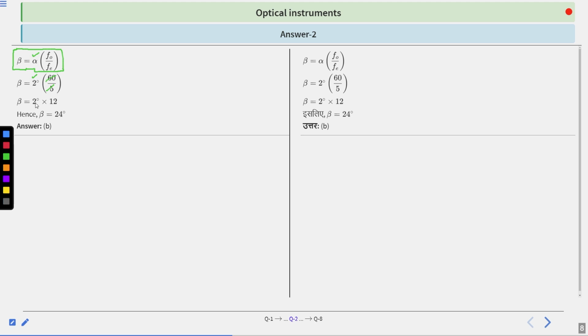So 2 degree multiplied by 12 is equal to 24 degree. So beta is equal to 24 degree. The question asks about the angular width, and that angular width is 24 degree. I hope this is clear. So the correct option is option B.